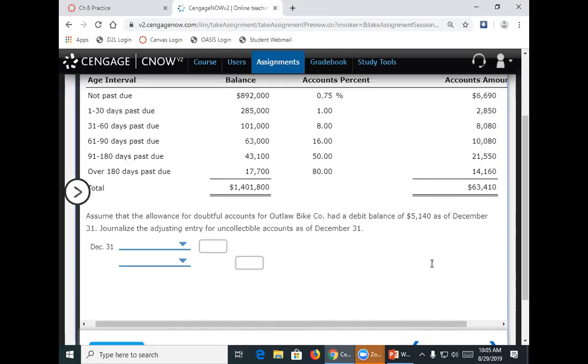So what would I do to calculate my adjusting entry? Just add it to your balance. You would add. Very good. So it has an existing debit balance. We would take that 5,140 plus the 63,410. Okay, so this one is a debit.